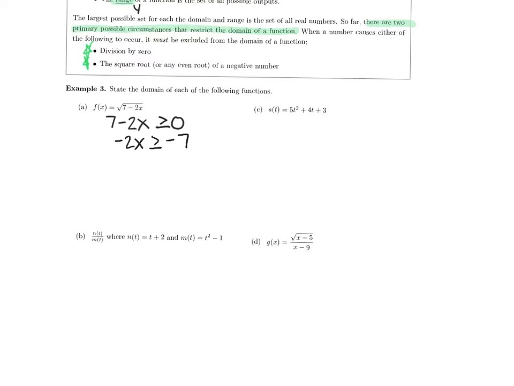And then here we're going to divide both sides by -2. Now, I'm not really sure how long it's been since you've had to deal with inequalities like this. Whenever we are multiplying or dividing by a negative number with inequalities, we have to flip this sign here. So we actually end up with x is less than or equal to 7/2.